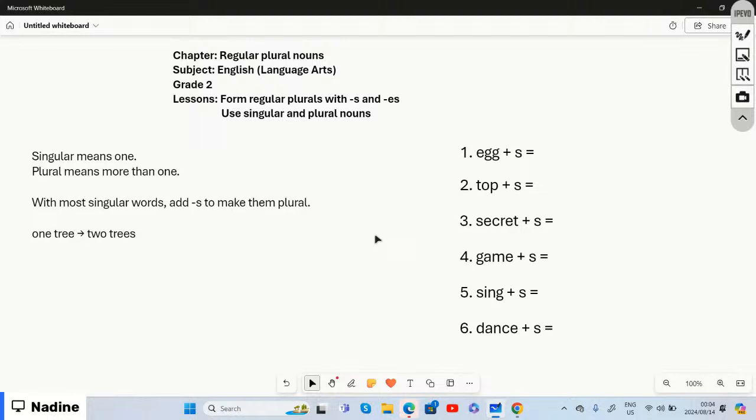All right, so when it comes to regular plural nouns, firstly, when we talk about plural, we talk about something that is more than one. It shows that there is more than one of that specific thing. And nouns name either a person, animal, place, or thing. When we talk about plural nouns, we're talking about more than one person, animal, place, or thing.